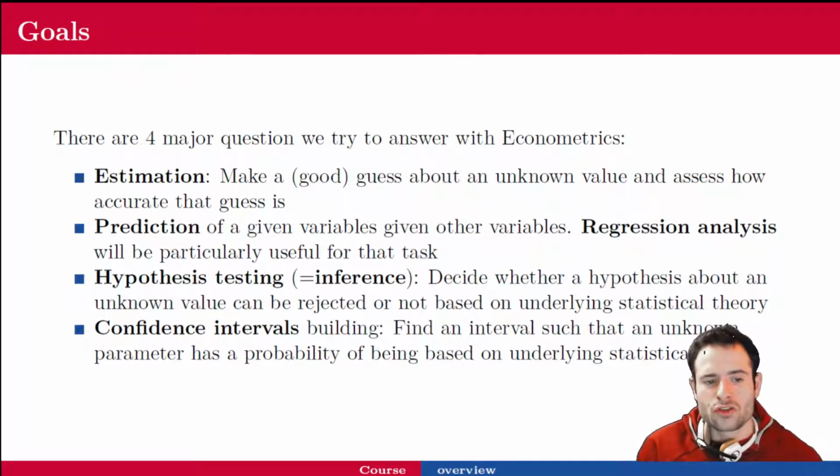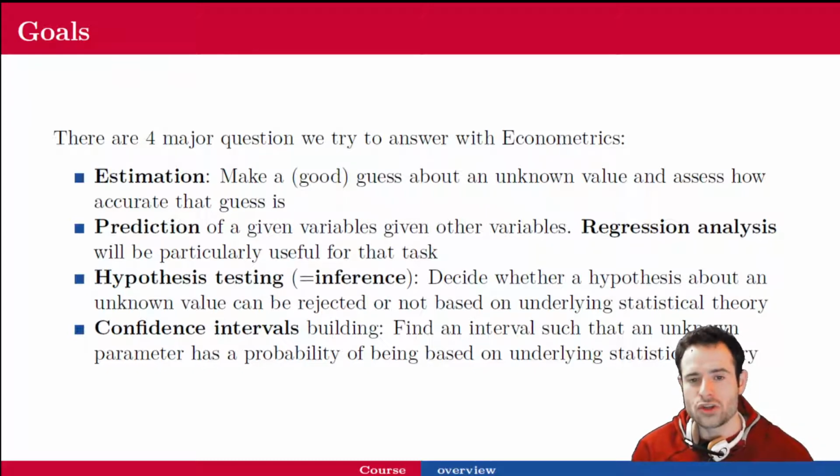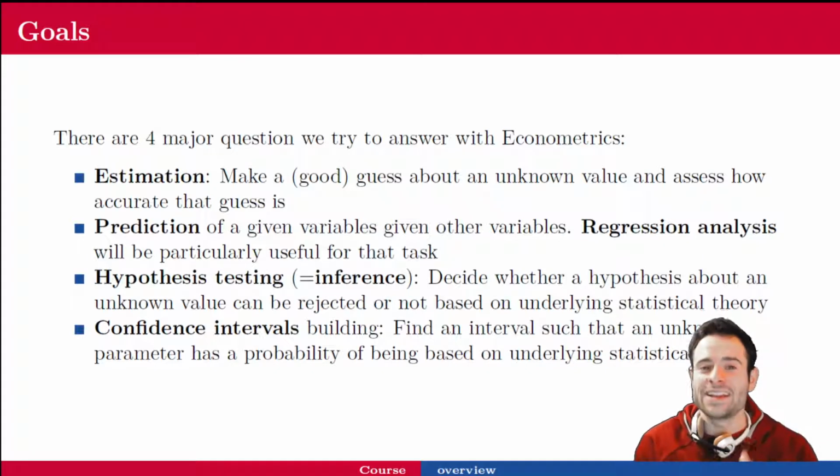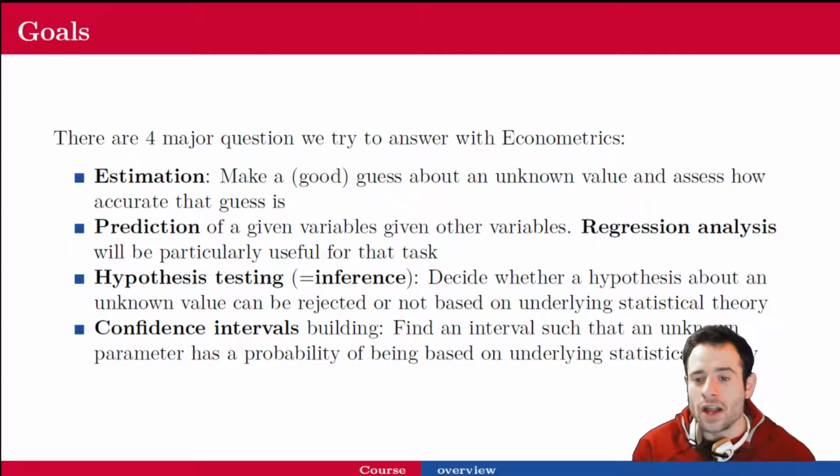The course could be broken into 4 goals overall. 4 major questions that we try to answer with econometrics. The first one is estimation. We want to make a guess, a good, educated guess, about an unknown value and assess how accurate that guess is. Using some statistical theory, we might be able to assess how accurate our guess is. A guess is never 100% accurate, but we could get a significant level of accuracy if we use the proper tools in the proper context.